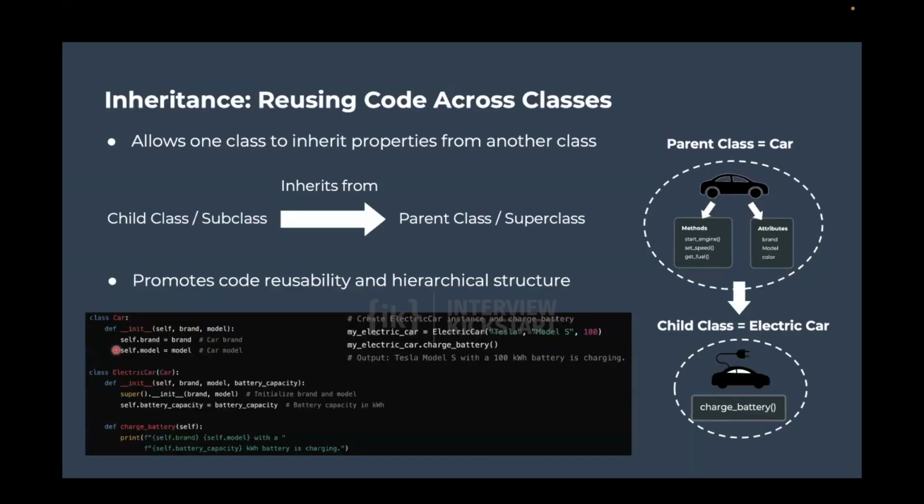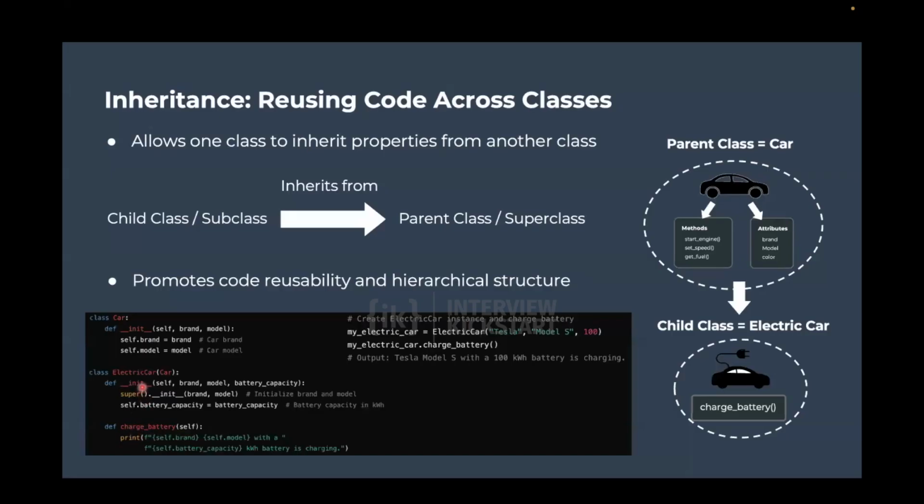Now, looking at the code, if this was our original class with one simple constructor here, now we have a new class named electric car. And now we are using parentheses for defining a class as well. And inside the parentheses, we are placing the name of the parent class. And now the parent class has its own constructor and also a new method.